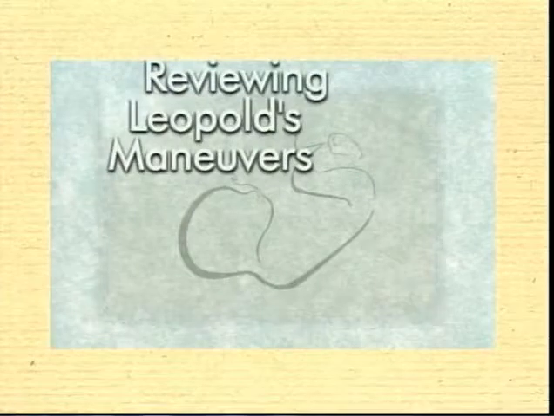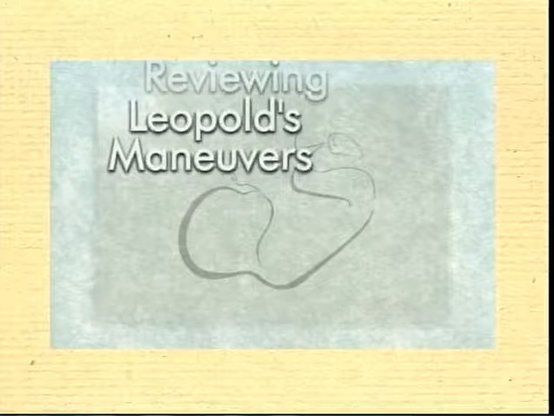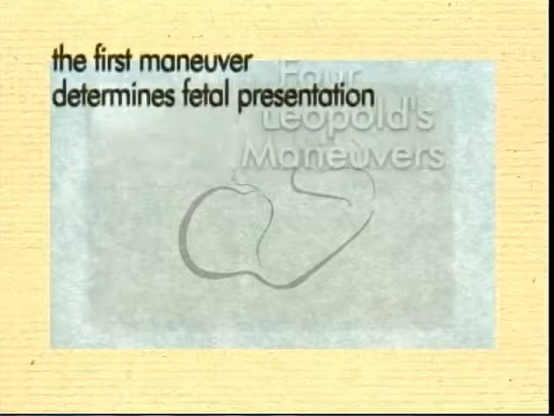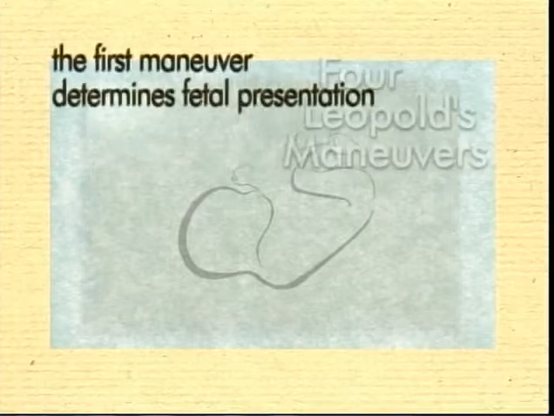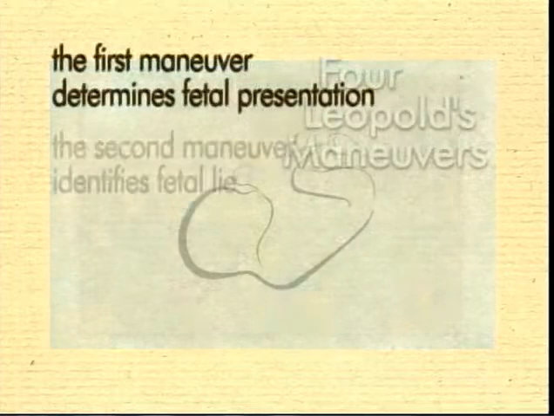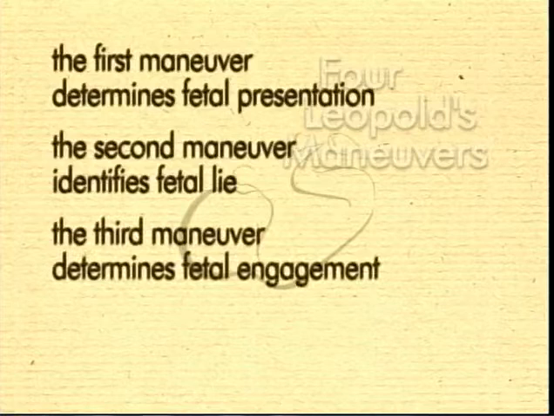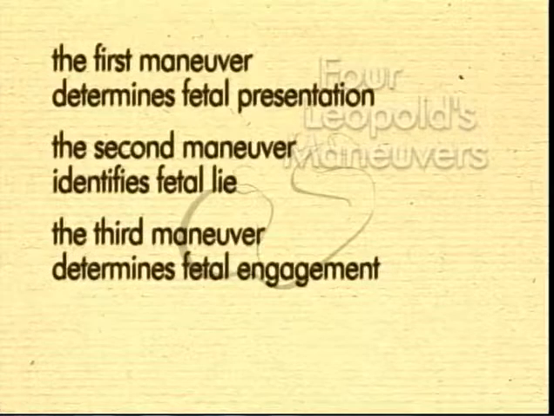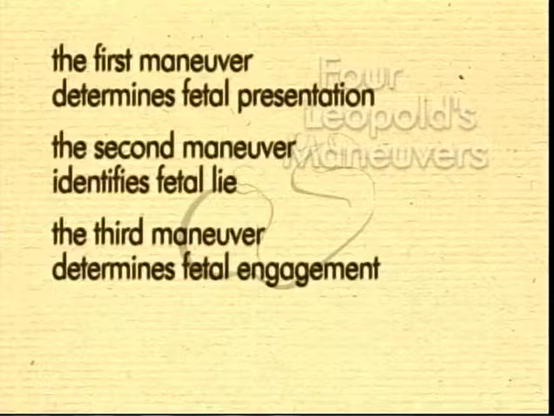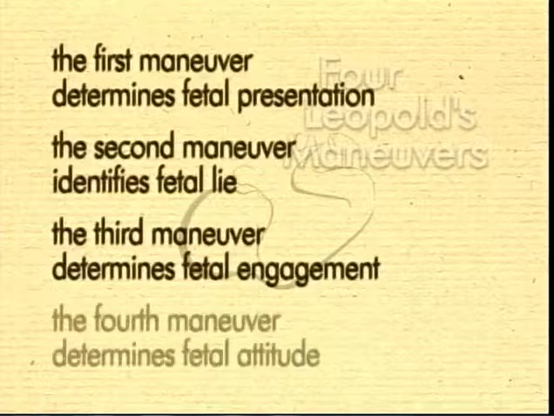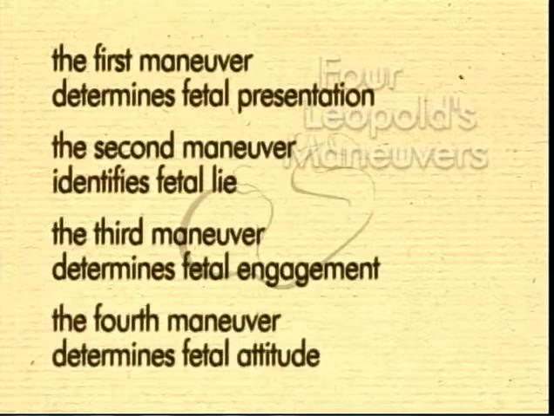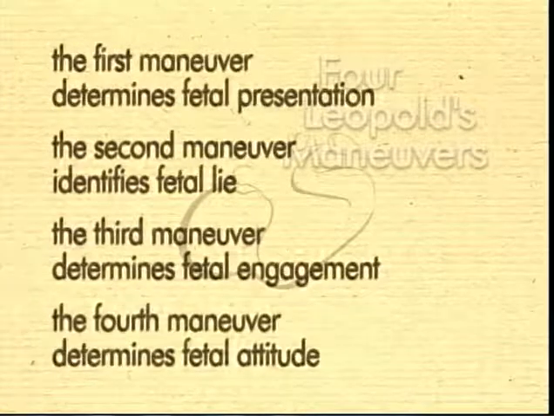To review, there are four Leopold's maneuvers. The first maneuver determines fetal presentation. The second maneuver identifies fetal lie. The third maneuver determines the degree of engagement of the presenting part. It also reaffirms the presentation finding of the first maneuver. The fourth maneuver determines fetal attitude. It may also verify the degree of engagement found in the third maneuver.